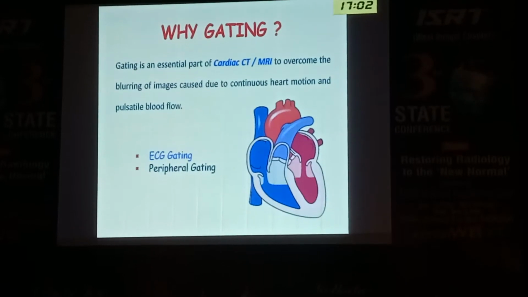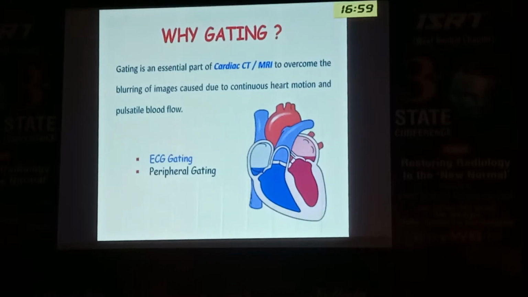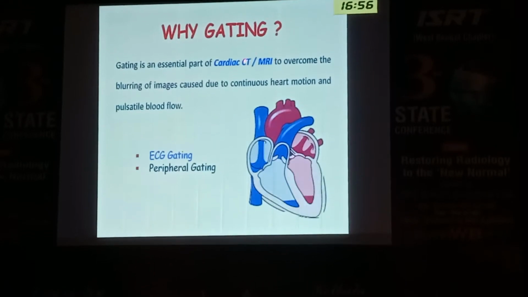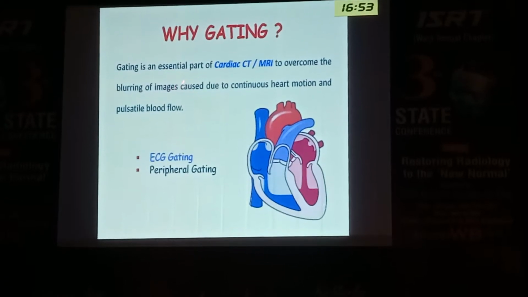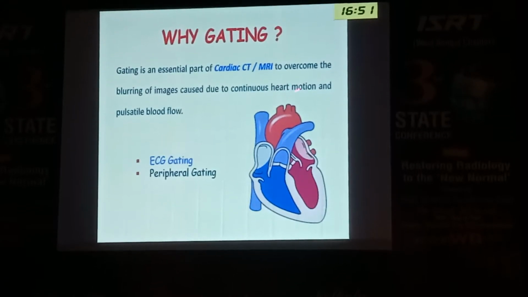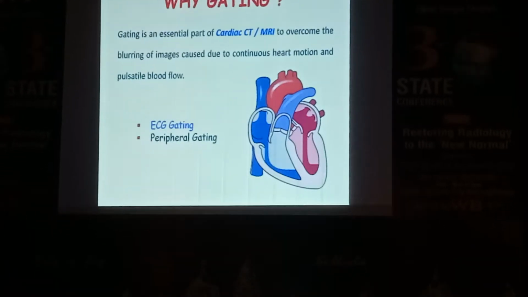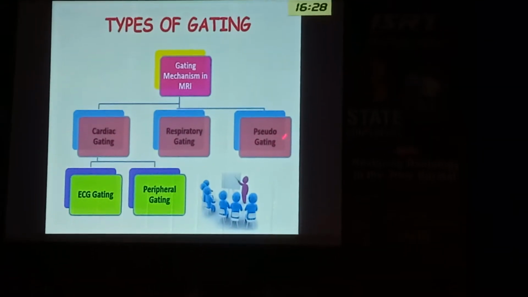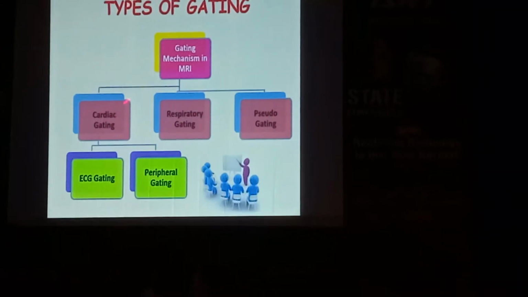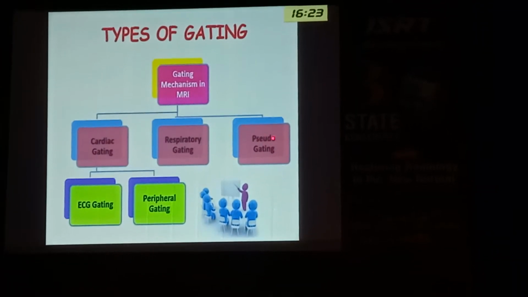Gating is an essential part of cardiac CT or MRI to overcome the blurring of images caused by continuous heart motion as well as pulsatile blood flow. Wherever you have pulsatile blood flow, the image will also be blurred. How to overcome this? There are different types of gating mechanisms in CT and MRI. One is cardiac gating. Next is respiratory gating. Then we have something called pseudo gating.